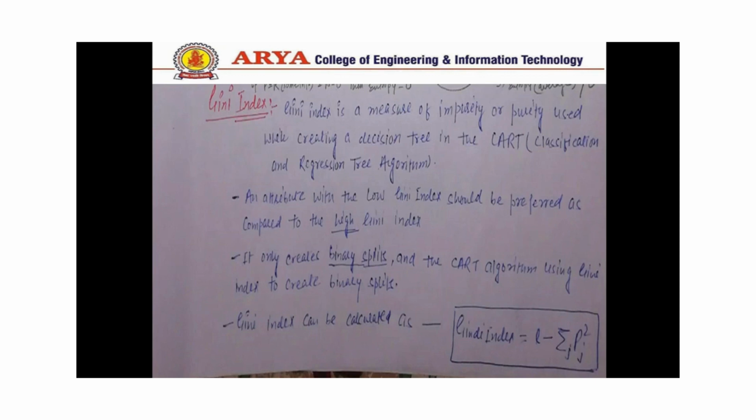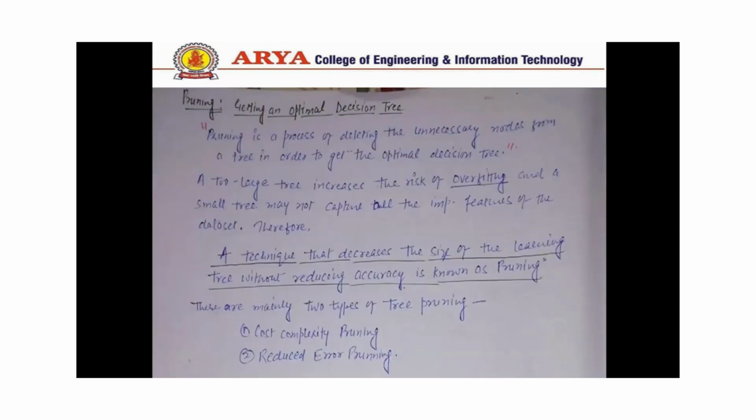Now the second ASM technique is Gini index. Gini index is a measure of impurity or purity used while creating a decision tree in classification and regression tree algorithm. An attribute with the low Gini index should be preferred as compared to the high Gini index. It only creates binary splits, and classification and regression tree algorithm uses Gini index to create binary splits. Now here the mathematical formula is also mentioned for Gini index.